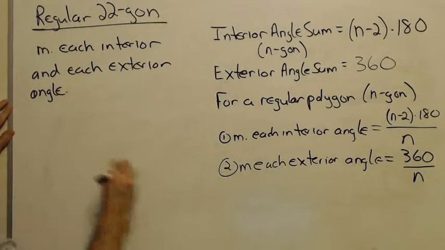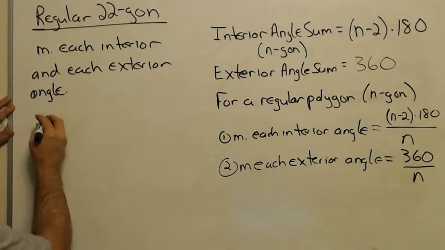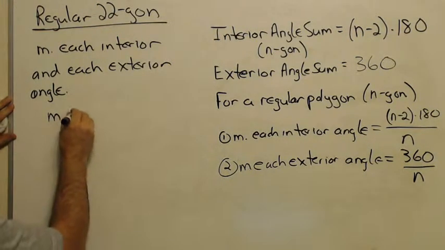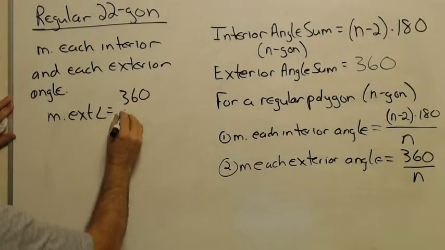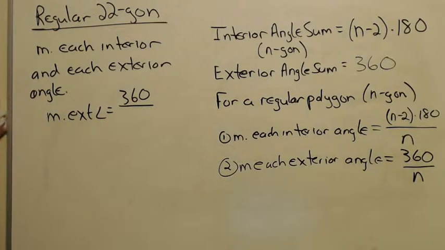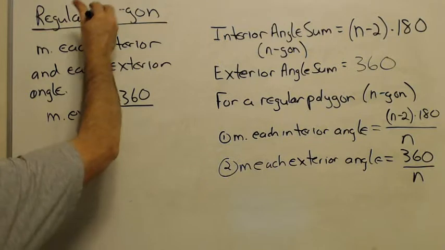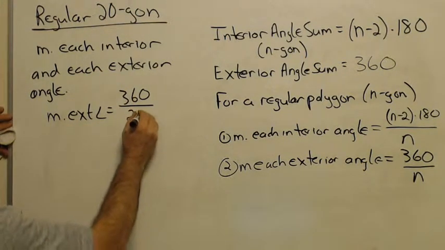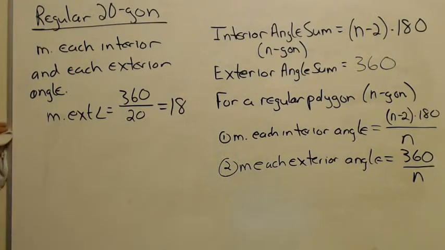Well, because that's such a simple formula, that's what we're going to use first. Let's go find the exterior. The measure of an exterior angle is just 360 divided by, and I'm going to cheat so I can do this in my head, I'm going to make this a 20-gon. 360 divided by the number of sides 20. Each exterior angle is 18 degrees.